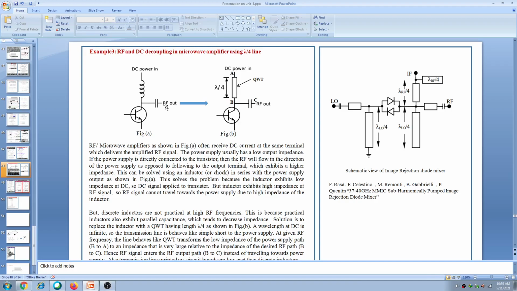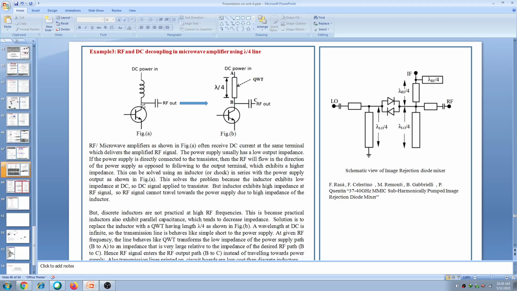Then, to avoid an RF signal going towards a DC power supply, what they do is connect an inductor like this. Inductor reactance is zero for DC, so for the DC signal it acts like a short. So DC is connected to our transistor.